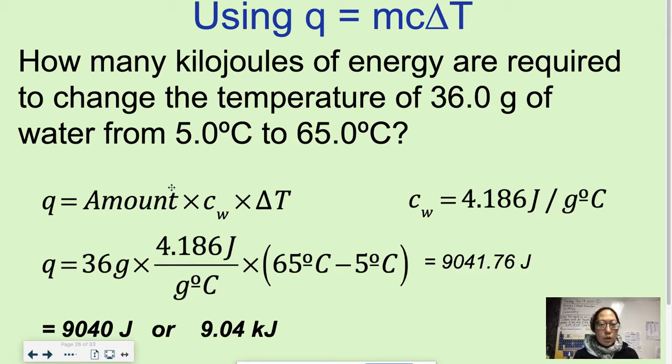Okay, so you can see Q is the mass times the specific heat times delta T. Let me just make sure this is 4. If we multiply these things out, we will end up with 9,041.76 joules, but with sig figs, it'll be 9.04 kilojoules, or 9,040 joules.